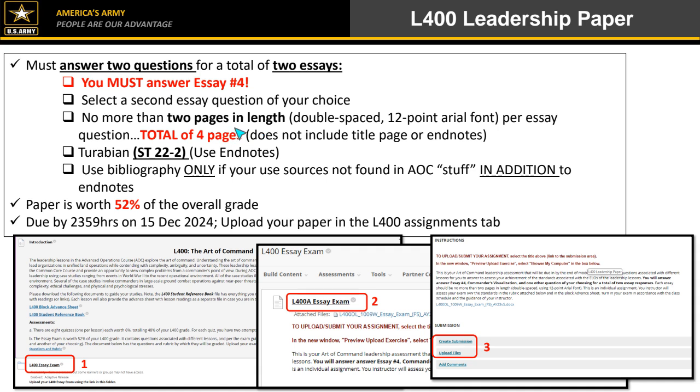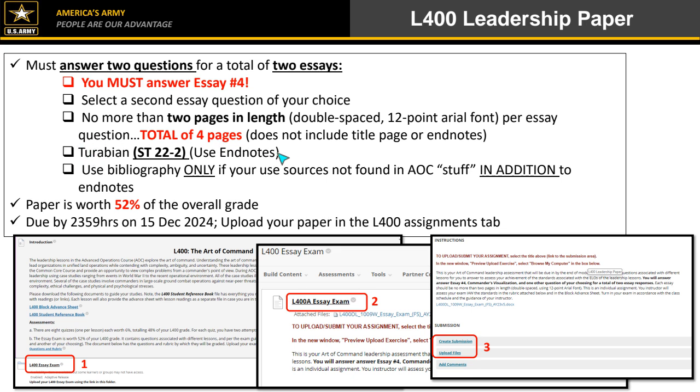Each essay is a total of 2 pages in length. So when you do 2 essays, you're going to have a total of 4 pages. Do not exceed 4 pages. However, this does not include your title page or your endnotes, which goes to my next point.